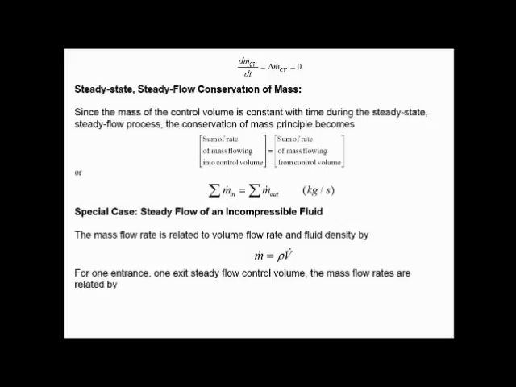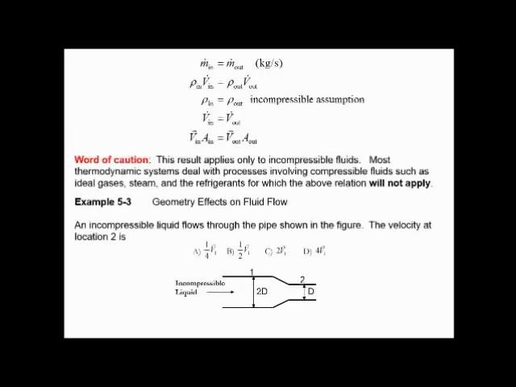Now in this case the mass flow rate is related to the volume flow rate and the fluid density by m dot equals rho into V dot. For a one entrance, one exit steady flow control volume, the mass flow rates are related by... Now we'll consider the steady flow case, that is, the mass entering and going outside is equal, m in equals m out.